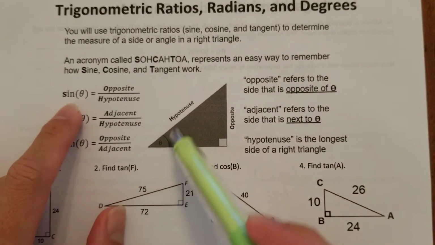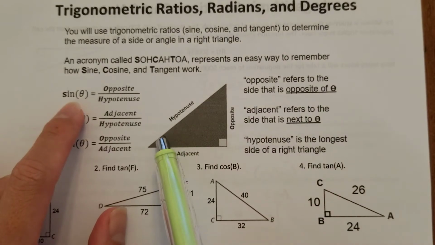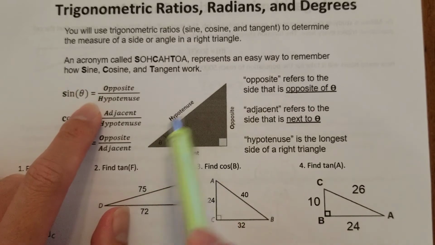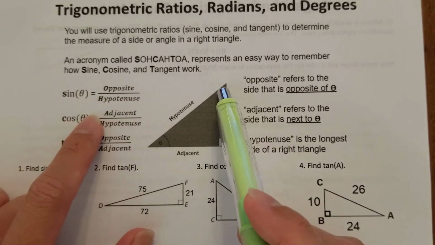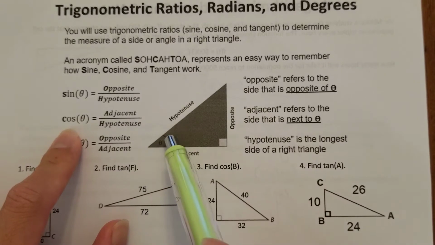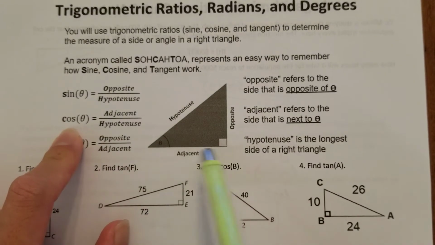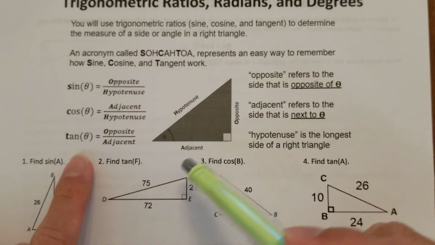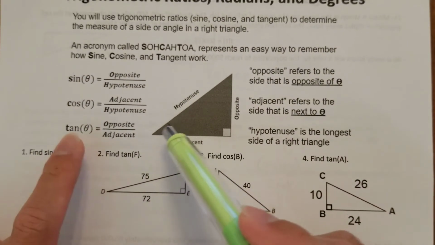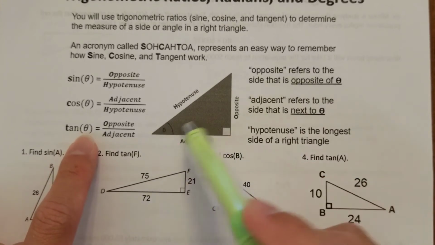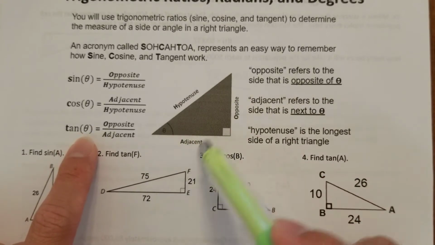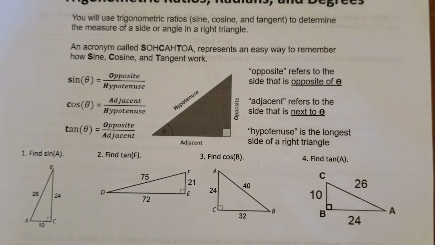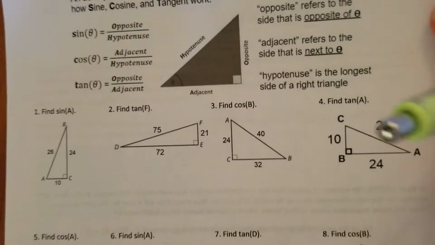Sine of this angle is represented by a ratio: the side that is opposite of this angle divided by the hypotenuse, which is the longest side of the right triangle. Cosine of this angle is represented by the side that's adjacent, or next to this angle, divided by the hypotenuse. The tangent of this angle is represented by the side that's opposite of this angle divided by the adjacent side, the side that is next to this angle. Anyway, let's go through this.